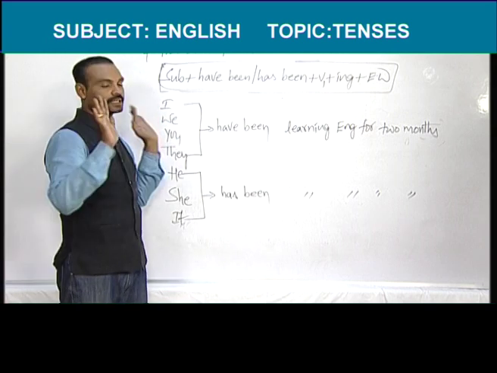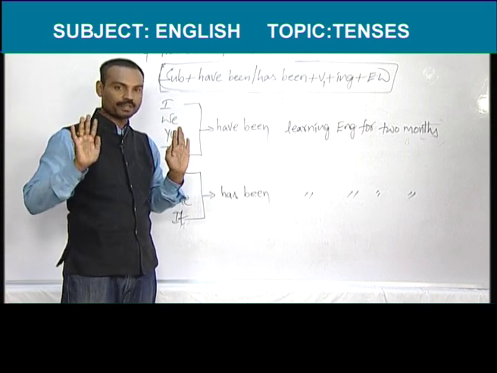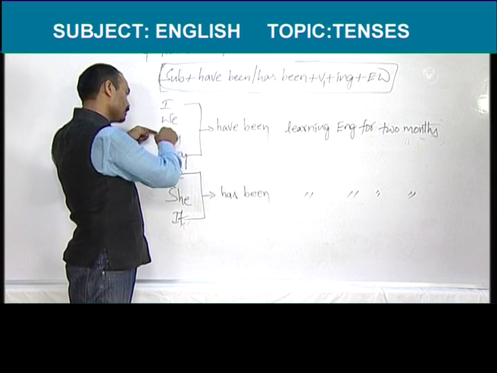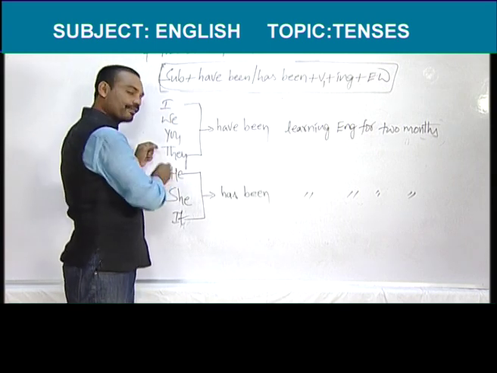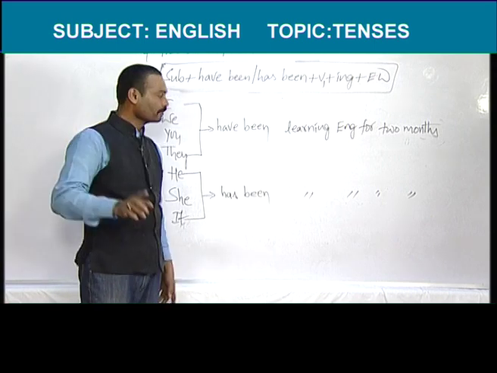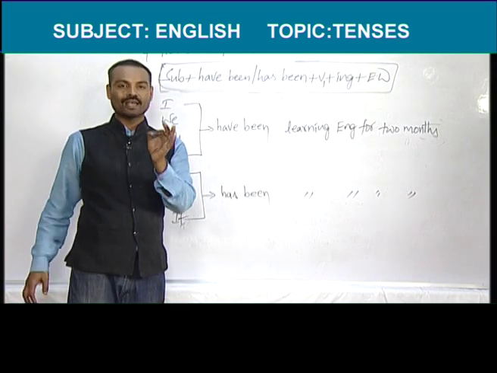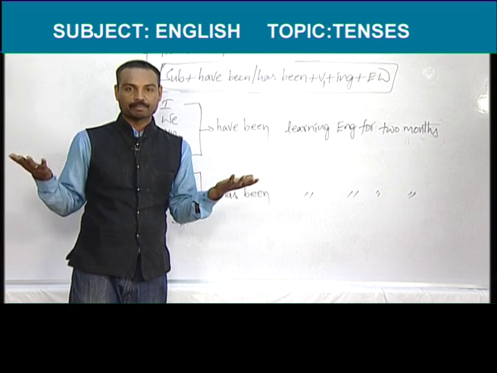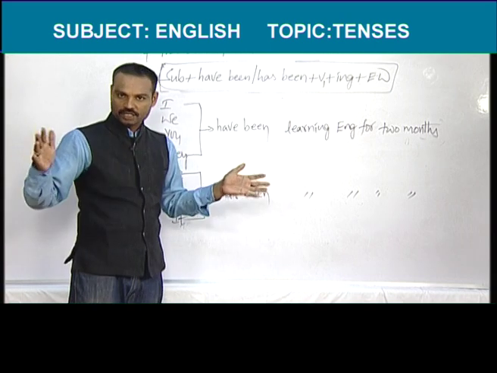Okay, this is the process of writing sentences in present perfect continuous tense. After I, we, you, they, we should use have been. After he, she, it, we should use has been. Don't forget it. If you learn one example well, you can frame any number of examples. Just keep changing the verbs.